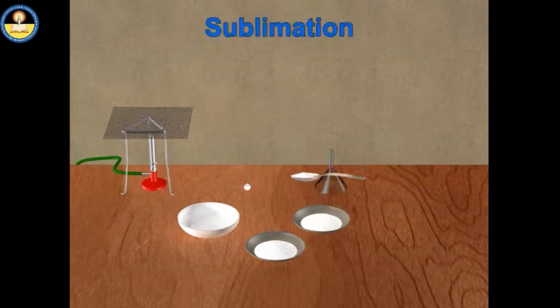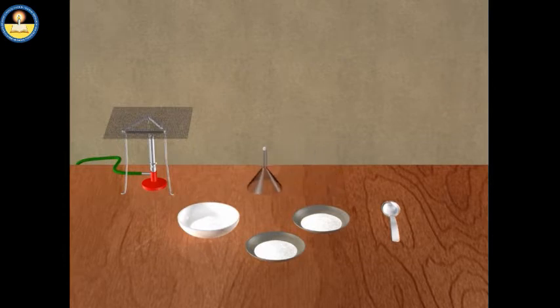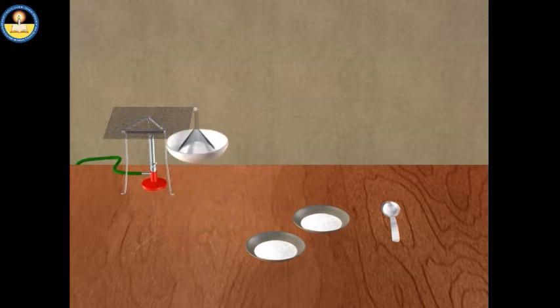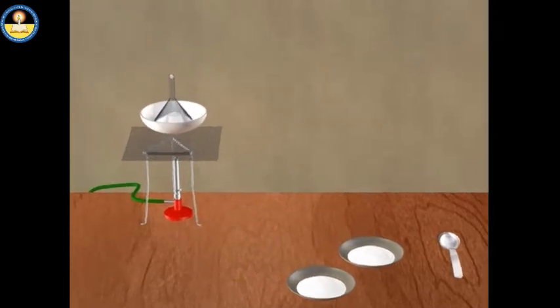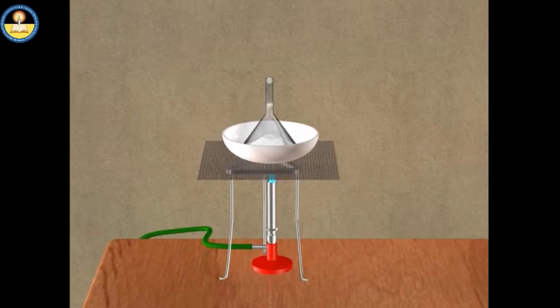Let us now learn about the process of sublimation. A mixture of common salt and ammonium chloride can be separated by using the sublimation technique. Common salt, on heating, does not form vapor, while solid ammonium chloride on heating gets converted into its vapor state.